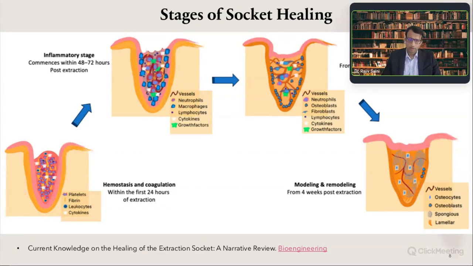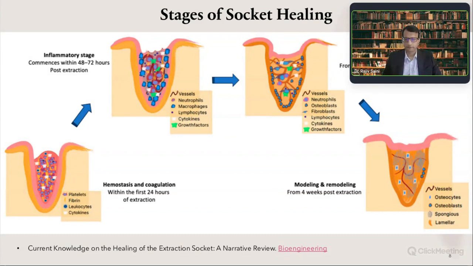Now, under normal healing situations, the extraction socket progresses through four stages of healing. Number one is blood clot formation. Second is granulation tissue development. Third is epithelial migration and maturation. And fourth is bone remodeling. When this sequence is disrupted, we see alveolar osteitis.